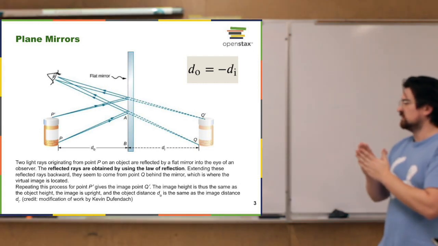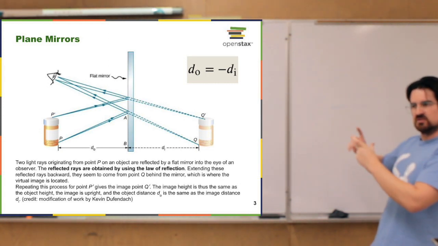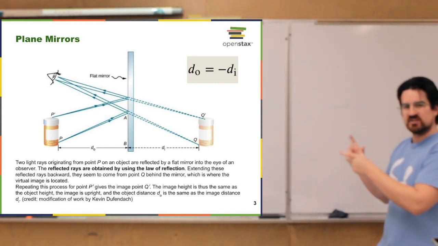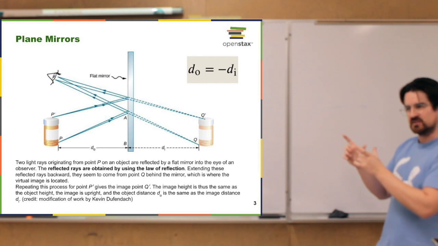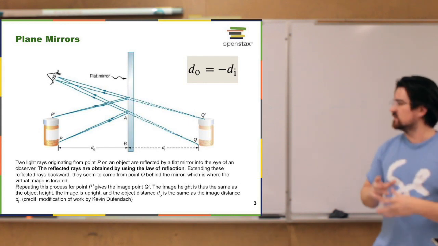Well, besides that, the way that we measure distances to objects and images, these are called sign conventions, and conventions can be slightly different depending on who is deciding what the sign convention is.